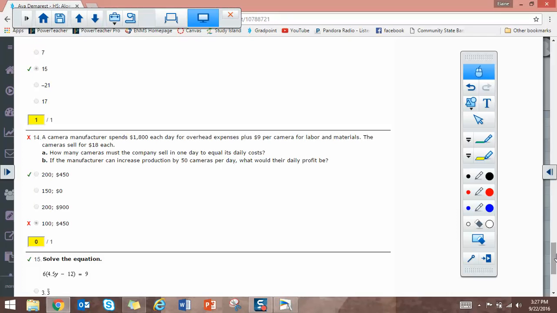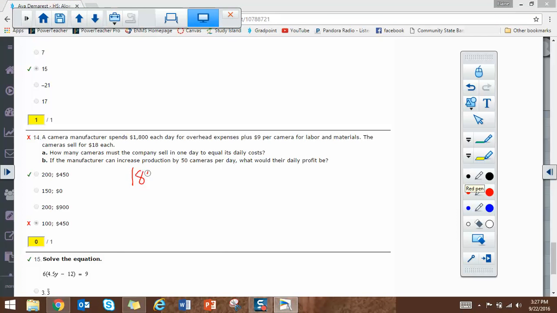So what we want to know is, when does the cost of making the cameras equal the amount that it sells? First we're going to document how much the company spends. $1,800 plus $9 per camera. And we're not sure how many cameras they make. And they sell for $18 each. So we want to know, when does the cost to make the cameras equal the profit from selling them?